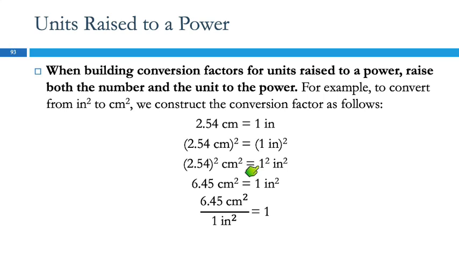1 squared is still 1, and so it kind of messes with us, but there it is. So a square inch is 6.45 square centimeters. That's because of geometry.